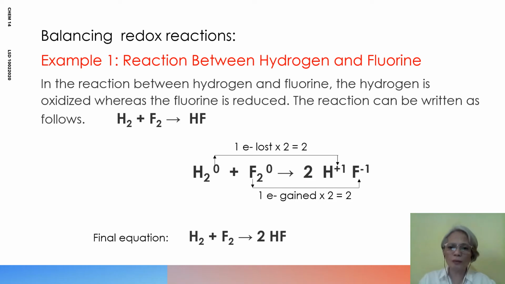Now, for fluorine, initially it has an oxidation state of 0. It became negative 1 because it gained 1 electron. Again, there are two atoms of fluorine, so there are actually 2 electrons gained by the fluorine. So the number of electrons lost and gained, 2 and 2, are now balanced. So the final equation would be 1 mole of hydrogen plus 1 mole of fluorine is equal to 2 moles of hydrogen fluoride.